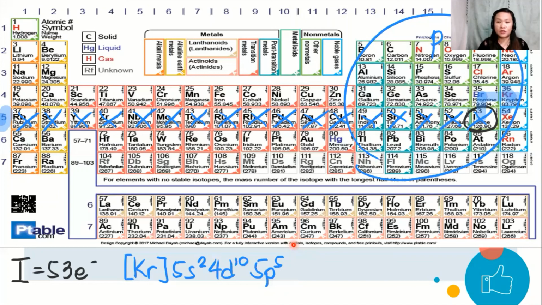Okay, so this is how we write the shorthand electron configuration of our different elements. You just look at your periodic table, and you will be able to write the shorthand electron configuration.